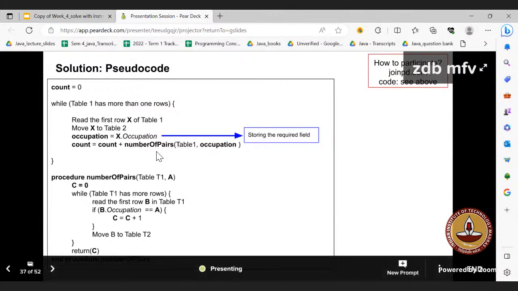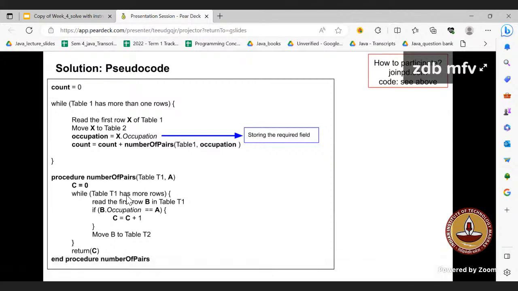The procedure we will call. What is the procedure returning? C. The procedure is returning some C. What is that C? C is nothing but the count of the number of pairs only. It is returning that. So for every card, you are not saying count equal to count plus 1. Only the value which is returned by the procedure is being added.